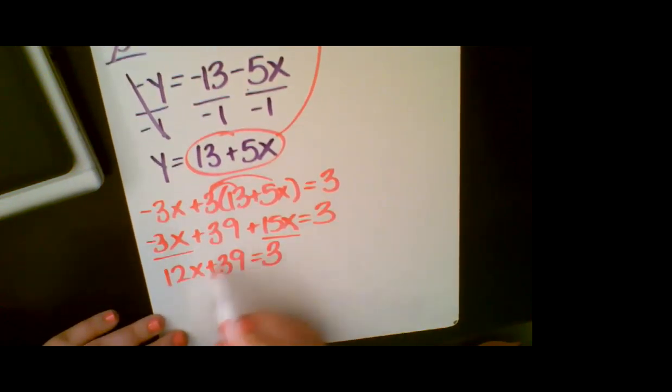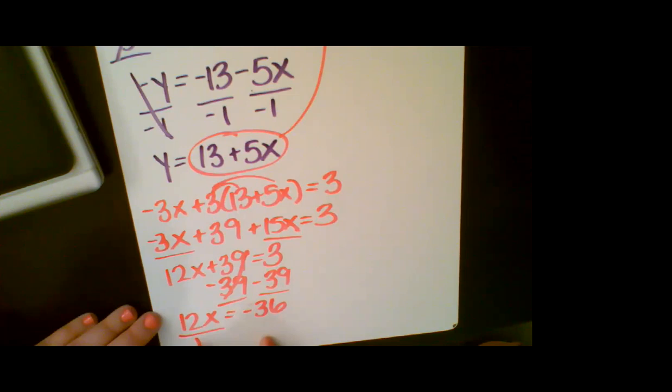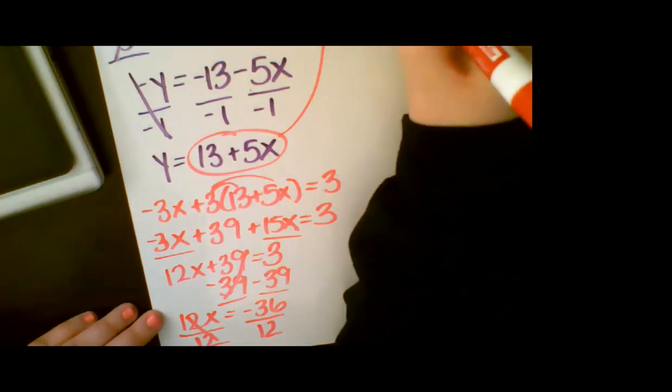To get x by itself, we got to move the number. It's a positive number, so we're going to subtract it. We got 12x equals -36. And my last step is always to divide. So when I divide, I get x equals -3.